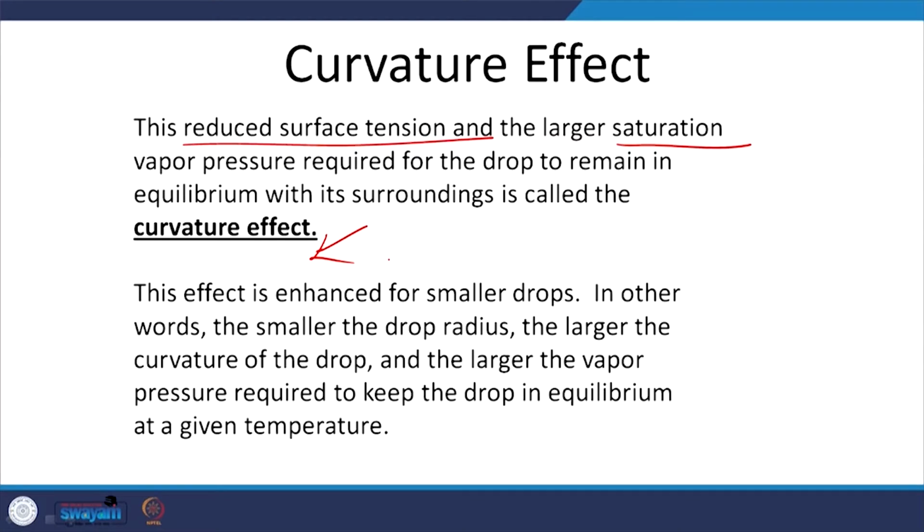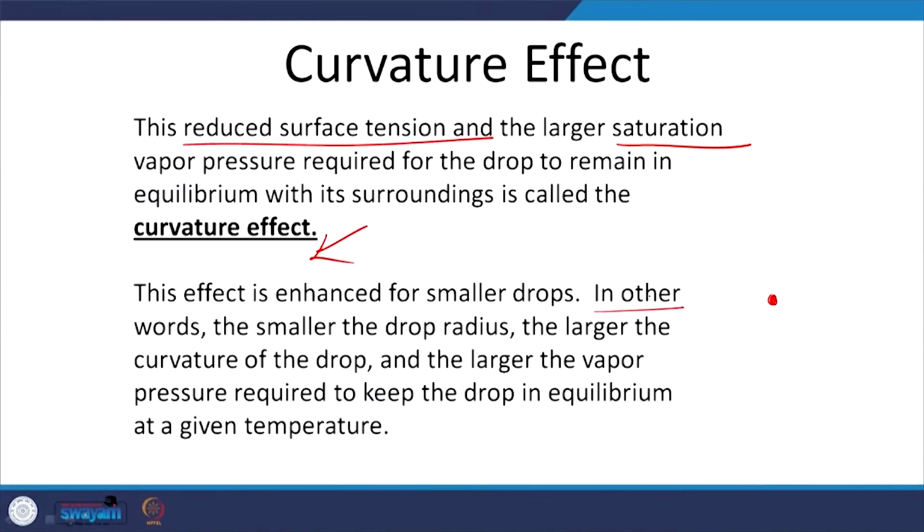So, the effect is enhanced for smaller droplets. In other words, the smaller the radius of the droplet, what happens? Automatically, the average number of molecules a molecule will be attracted to becomes even smaller. The average number of molecules each molecule shares a neighborhood with will be even smaller. That means the surface tension will be even smaller, right.